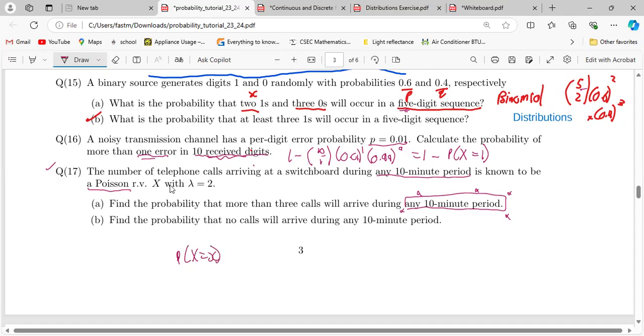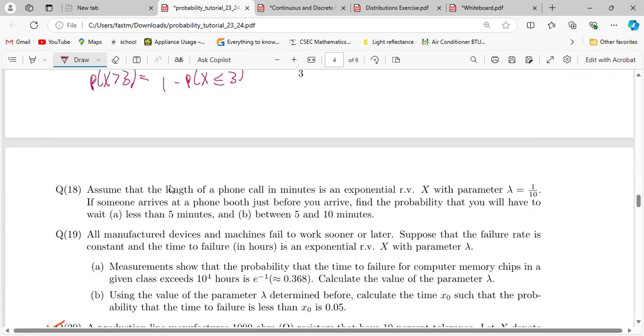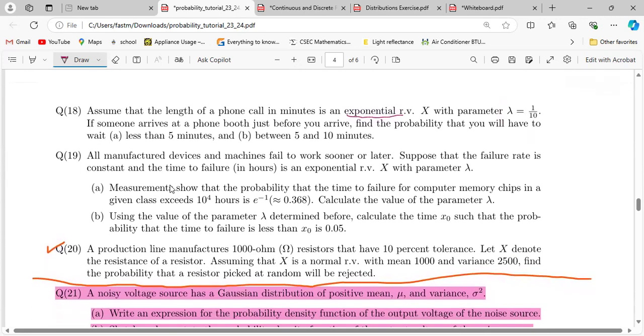So they said more than 3 calls. So you could just do 1 minus the probability x, said more than 3 calls, so it'll be less than or equal to 3. And that will give you the answer. Right? 18, this was the one. They gave you the exponential one. Now this one here is exponential also. So exponential is like Poisson, but in this case they're changing the interval of time and space.